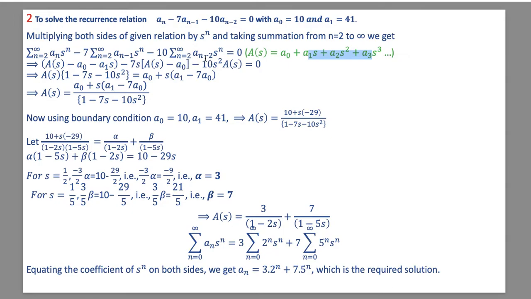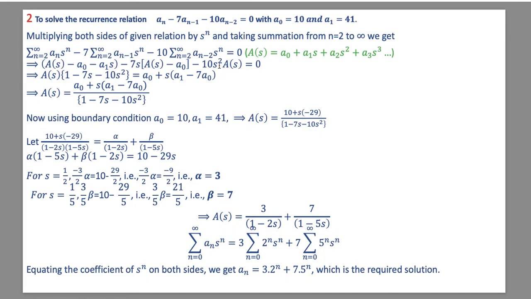Here if we put n equal to 2, a0 s square plus a1 s cube plus a2 s4 and so on. Take s square common. If you take s square common, then inside will be a0 plus a1s plus a2 s square plus a3 s cube, and this is A(s). So this is A(s) here.